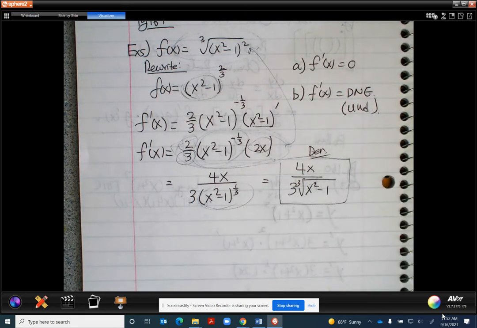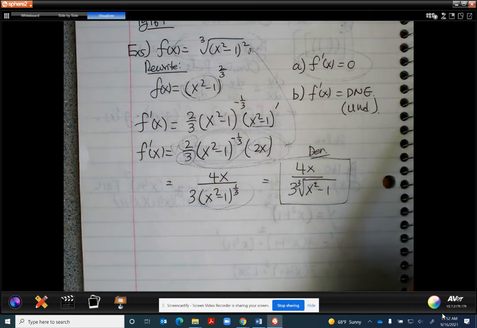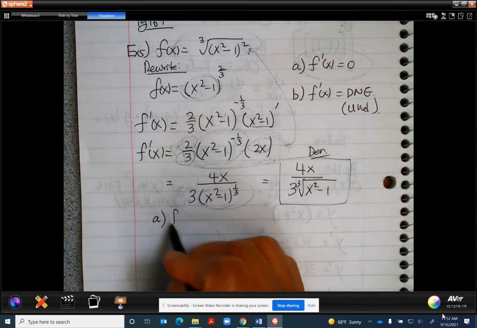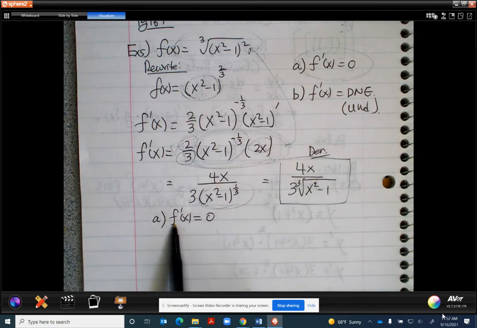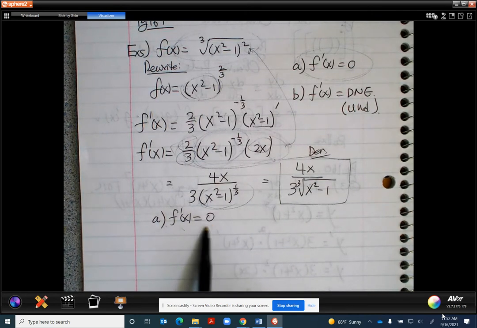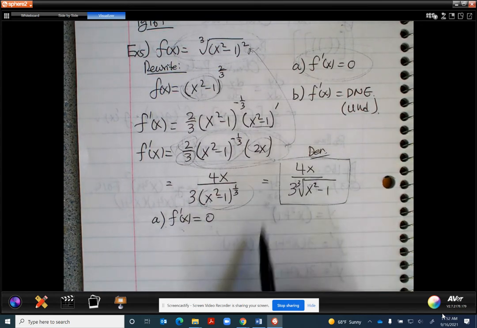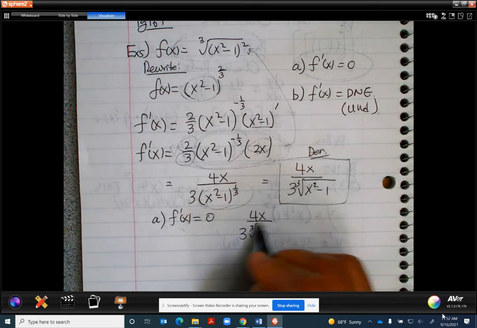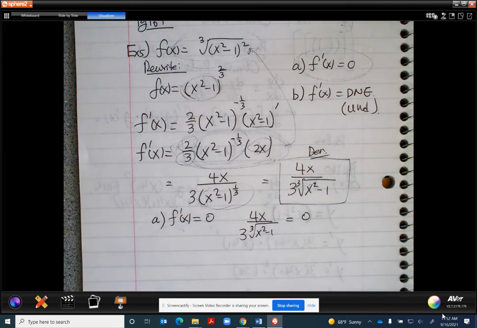But we're not done. What does it say? Right here. Part A says we need to find f prime of x is equal to 0. So what is this notation asking you to do? You don't plug in. It says set the derivative equal to 0. So what's my derivative? 4x over 3 times the cubic root of x squared minus 1 is equal to 0. How do I solve that?